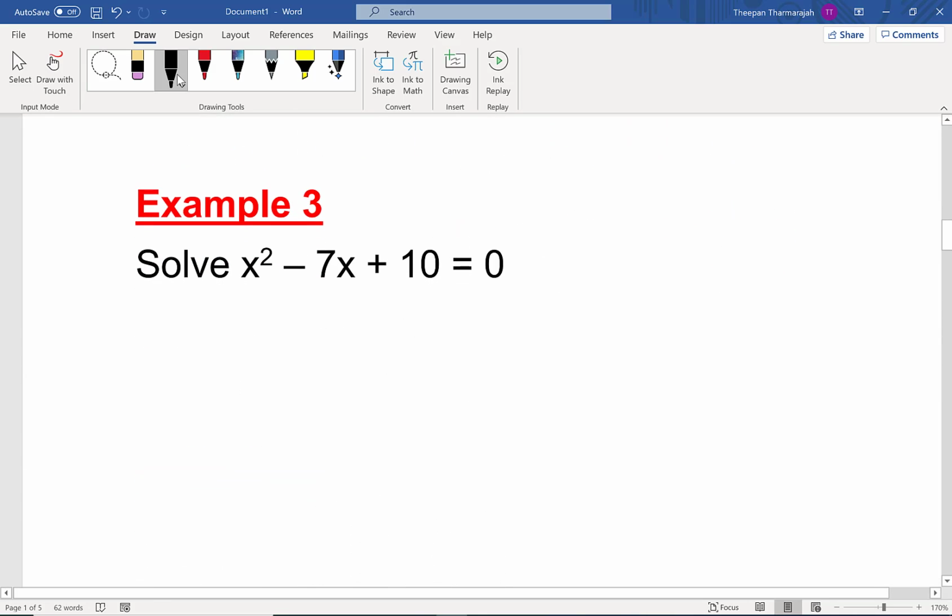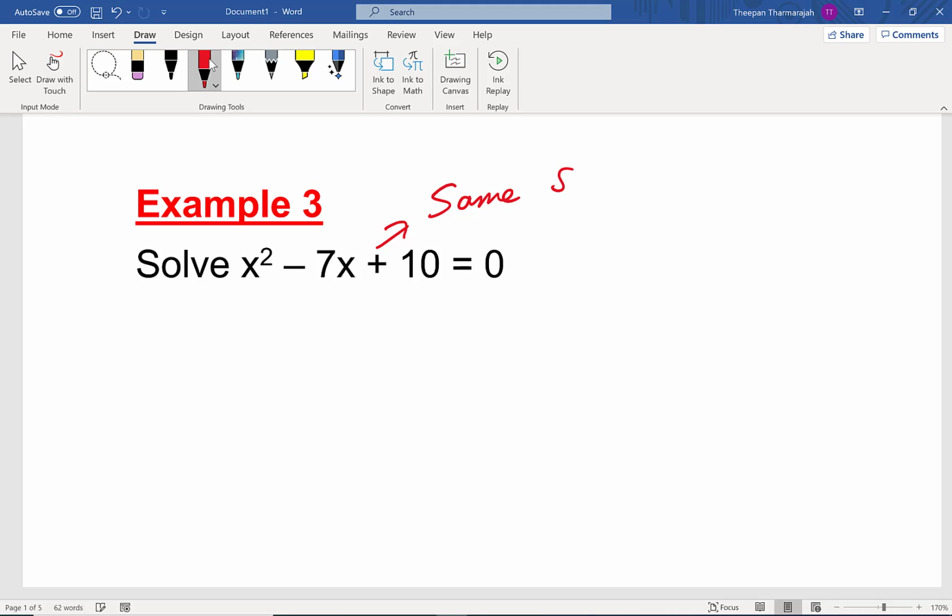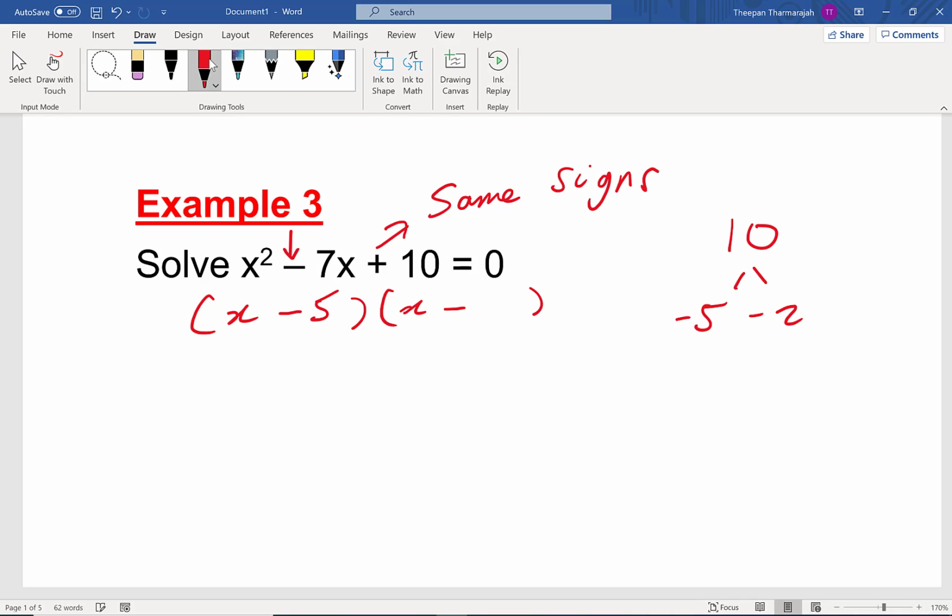Here's another question for you to try. You can pause the video, and when you're done, I will go through my worked solution. Okay, welcome back. We know that the plus at the end means the same signs. The minus in the middle means they're both going to contain a minus. What two numbers multiply together to make 10? Well, it's 5 times 2. So it's minus 5 minus 2. So we get minus 5 minus 2 there equals 0.